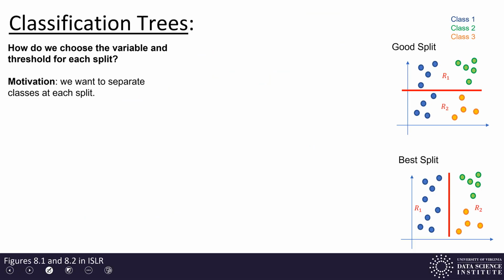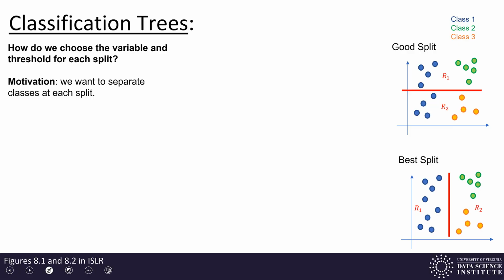Okay, so an important question when we're building classification trees: how do we choose the variable and threshold for each split? What we want to do with these splits is divide the data into two separate sets. Separate sets go down the separate branches, and we want to divide it in a way that separates the classes, or does something useful in separating the classes.